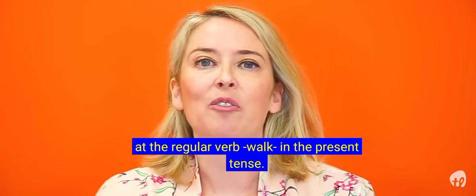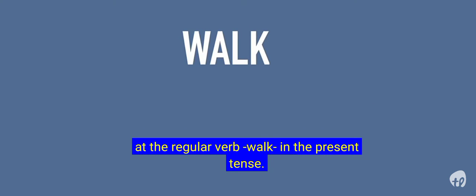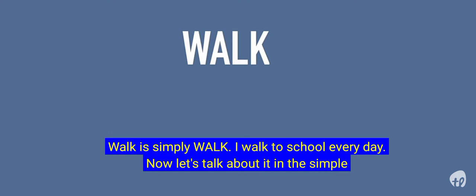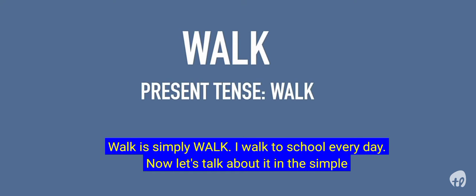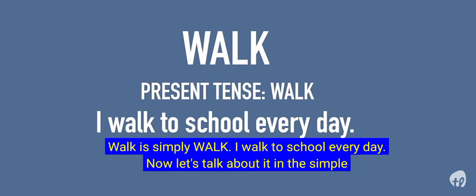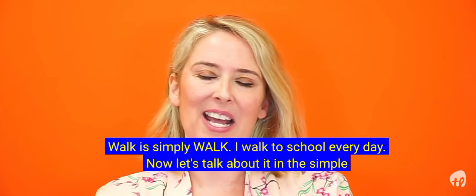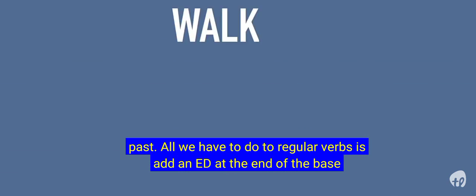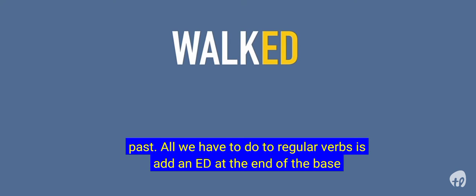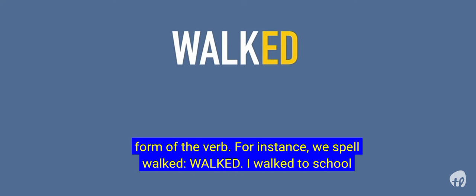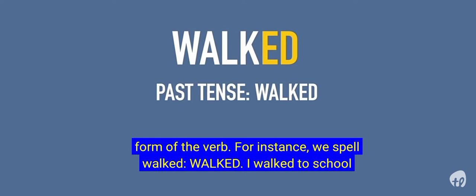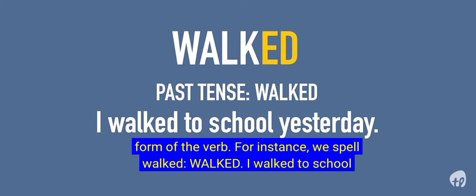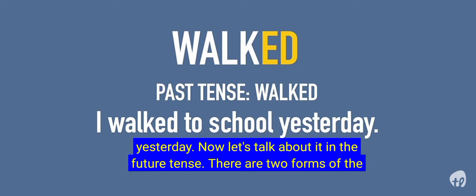Let's look at the regular verb walk. In the present tense, walk is simply W-A-L-K. I walk to school every day. Now let's talk about it in the simple past. All we have to do to regular verbs is add an ed at the end of the base form of the verb. For instance, we spell walked, W-A-L-K-E-D. I walked to school yesterday.